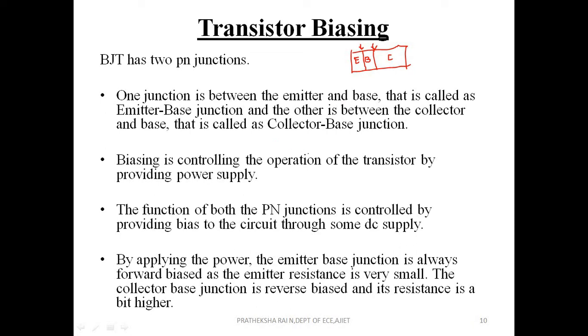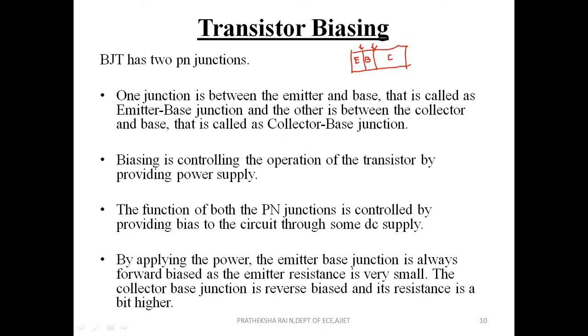Biasing is controlling the operation of the transistor by providing the power supply. On what basis are we getting the output? How are we going to control this transistor? That is biasing, by giving an external power supply. The function of both PN junctions is controlled by providing bias to the circuit through some DC supply. By applying the power, the emitter base junction is always forward biased as the emitter resistance is very small. The collector base junction is reverse biased as its resistance is a bit higher.